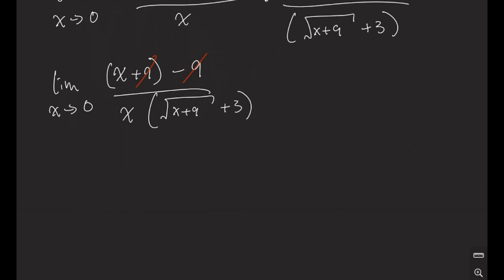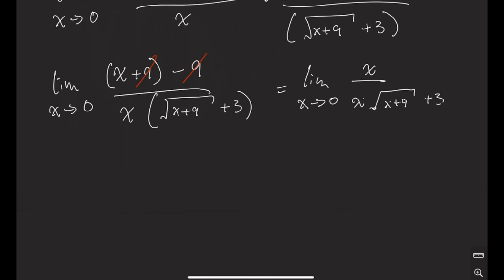Okay, so now what do we have on the bottom? We have the limit as x approaches 0 of x divided by x times this big square root thingy. I should mention the 3 is not in the square root. Now we're dividing things, so this cancels out with that. And so now you have the limit as x approaches 0 of 1 over this big square root plus 3.